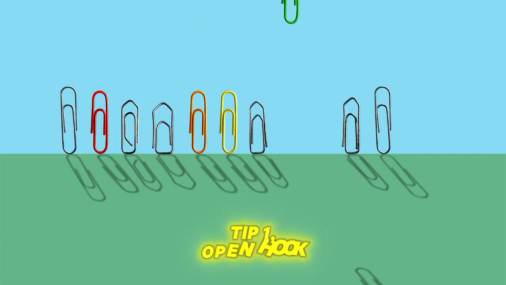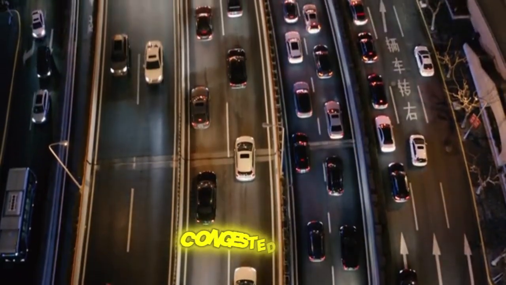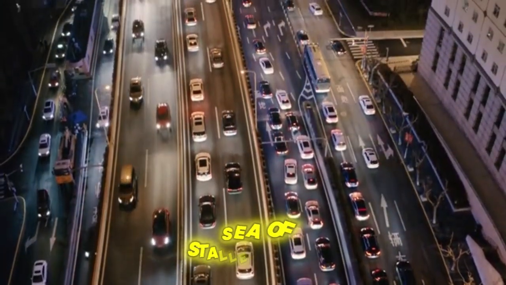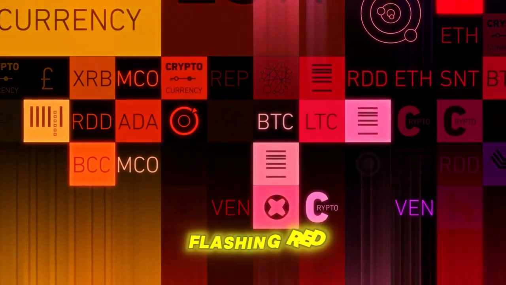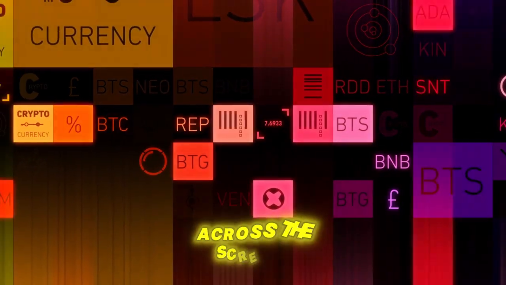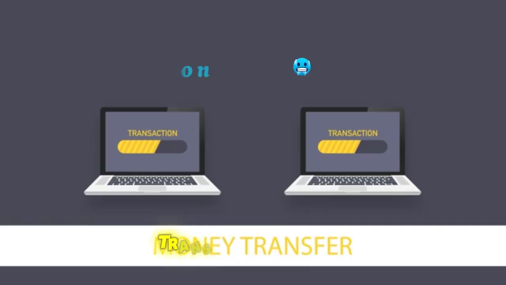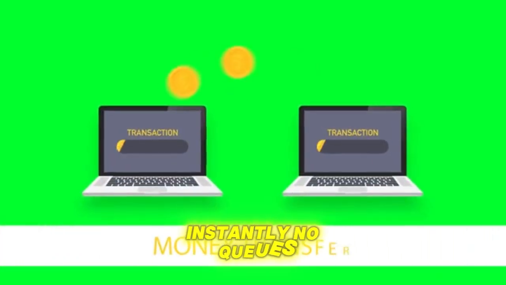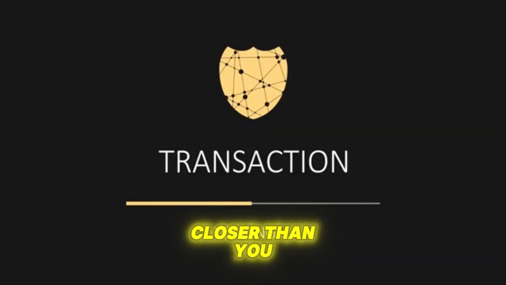Tip 1. Open hook. Start with a fast-moving montage. Congested city traffic, endless checkout queues, a sea of stalled cars. Then snap to blockchain nodes flashing red. Stalled text across the screen. VO starts off energetic: Imagine a world where every transaction, DApp, and smart contract happens instantly, no queues. No high fees, infinite scale. That world is closer than you think.